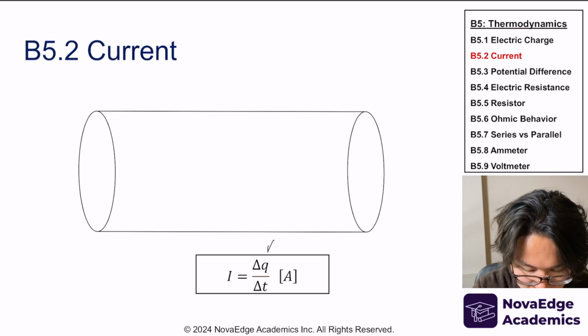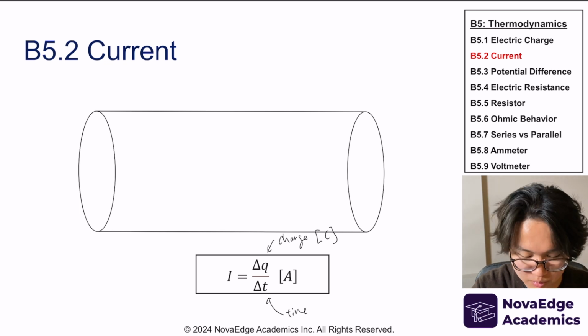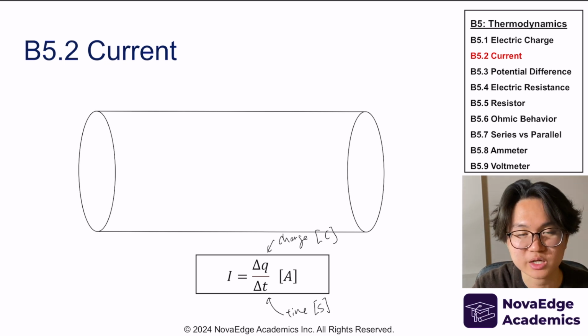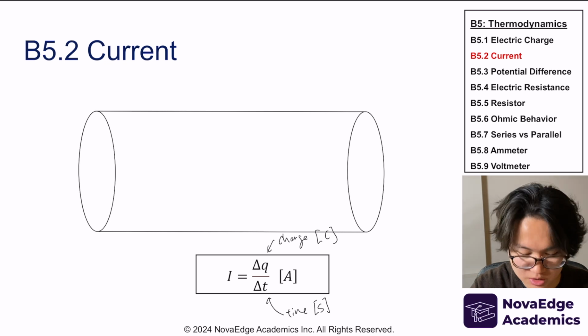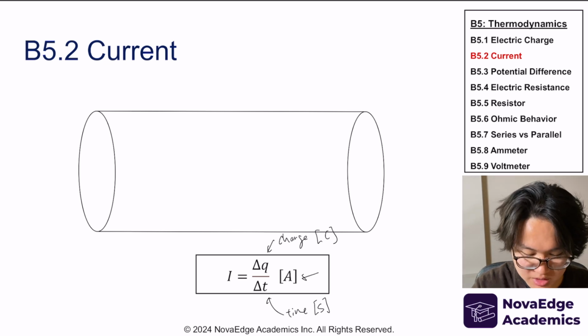Q here is the charge, so that's in coulombs, and t is time. So how much charge moves from one spot to the other over time, and that is in seconds. It's crucial that you always use seconds. It's never minutes, hours, etc. And coulomb per second is called the ampere. That's the unit for current.